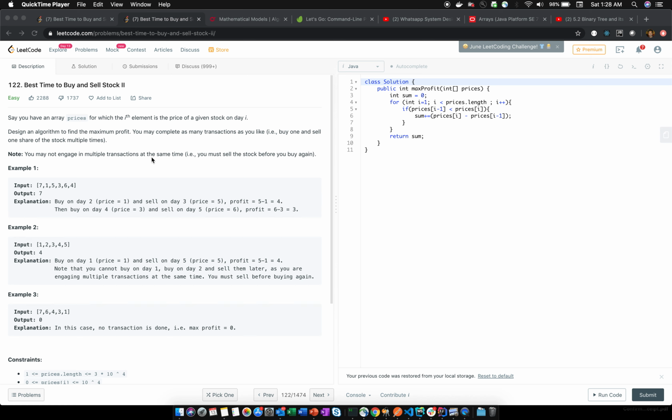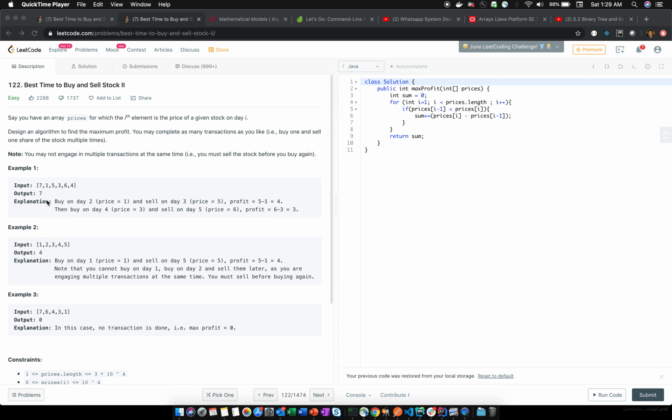Funny thing is, I couldn't find anything called part 1, but regardless, let's move on. So the core of the matter is that you have prices of a stock on a daily basis, and all you need to do is maximize the profit. For that, you need to buy at a lower price and sell at a higher price.